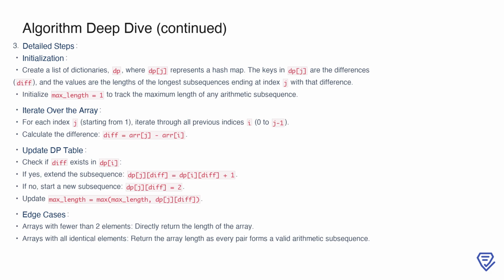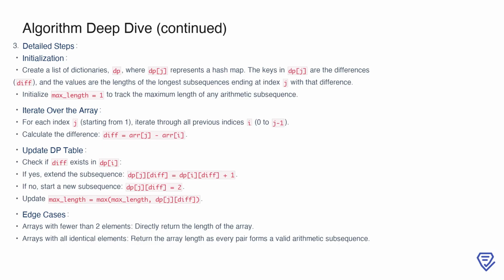Next, we iterate through the array, and for each element at index j, we compare it with all previous elements at indices i. For each pair, we calculate the difference, diff = arr[j] - arr[i]. If this difference already exists in the dictionary for index i, it means we can extend the subsequence ending at i. We update the dictionary at j by increasing the length of the subsequence by 1.